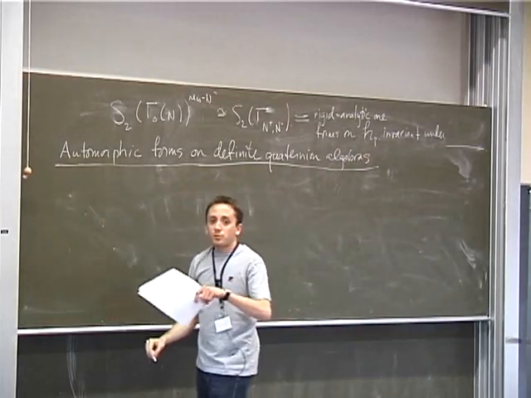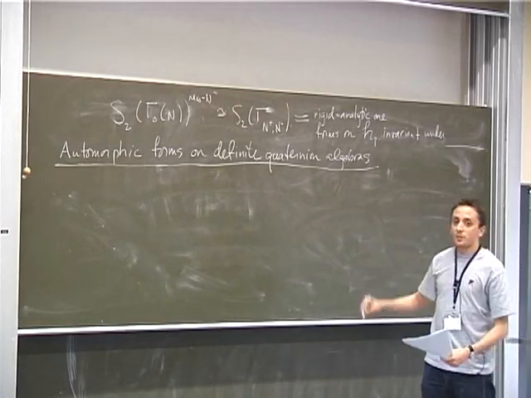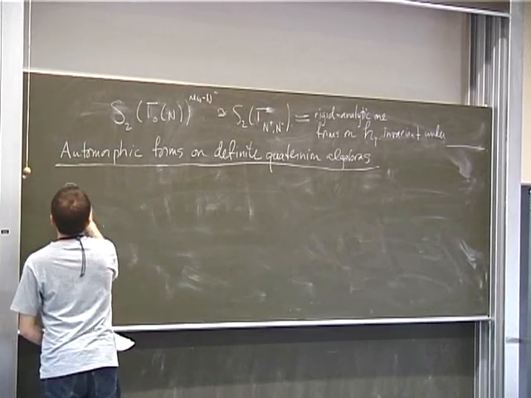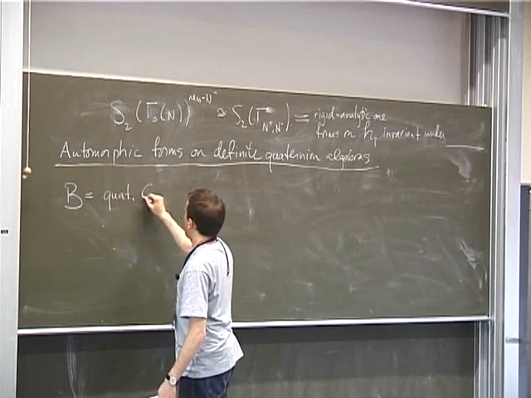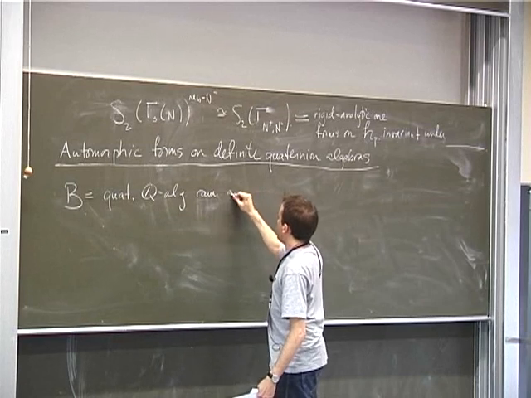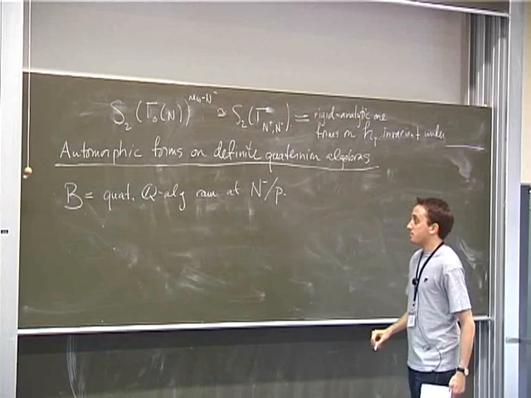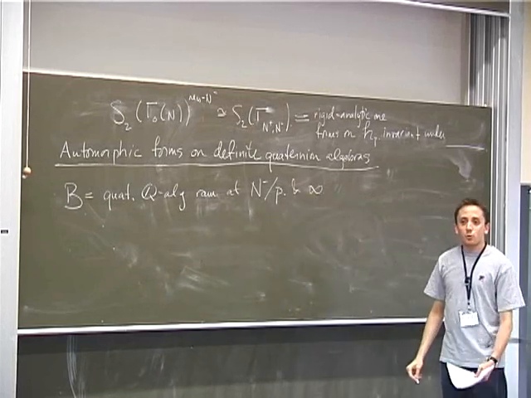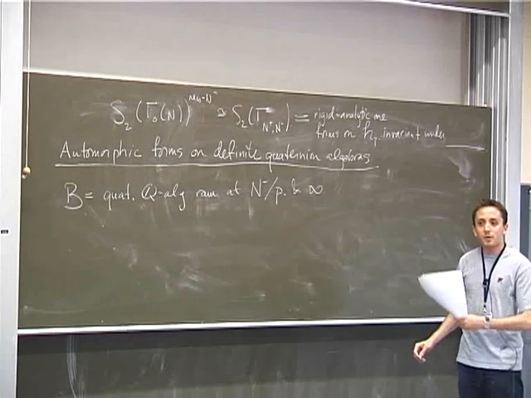I mentioned modular forms on indefinite quaternion algebras 20 minutes ago. Now let's look at their definite counterparts. So let me take B now, as opposed to C, to be the quaternion algebra over Q, ramified at n minus divided by P, and infinity. So I'm swapping P out of the ramification locus and I'm putting in infinity instead. So I have this thing compact at infinity.